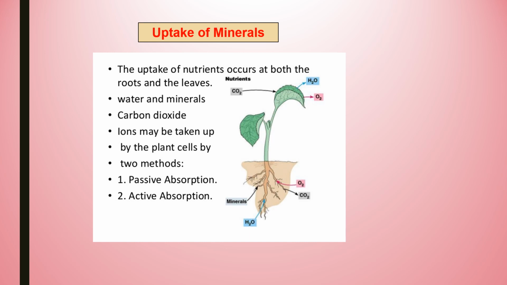Most of the minerals enter into the root by active absorption through the cytoplasm of epidermal cells. This needs energy in the form of ATP, then it is transported to all parts of the plant by transpiration pull. So by active transport only, most of the ions and minerals enter into the root.